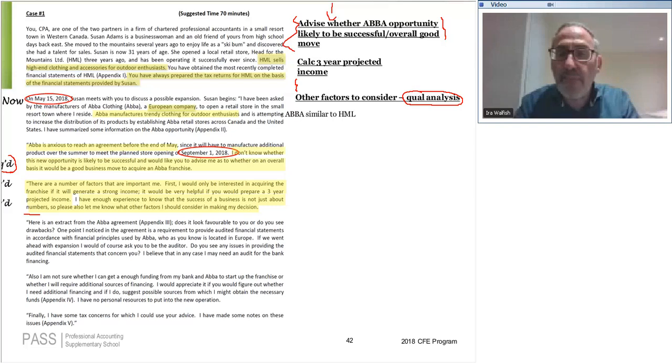Is it good or bad? Oh, by the way, I apologize. It's a 90-minute case. Okay, I apologize. The 70 is a typo. It's a 90-minute case. So guys, is it good or bad that Abba is similar to HML?